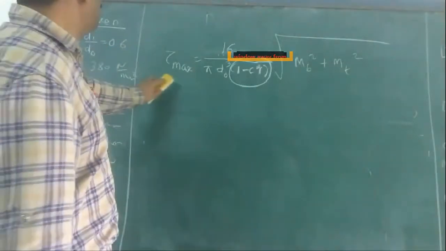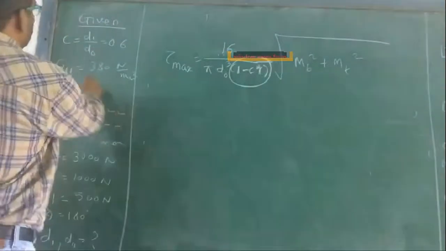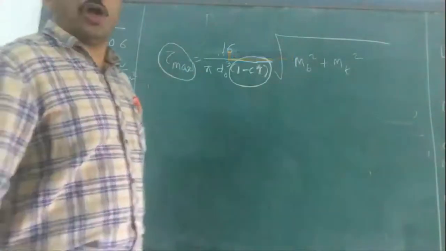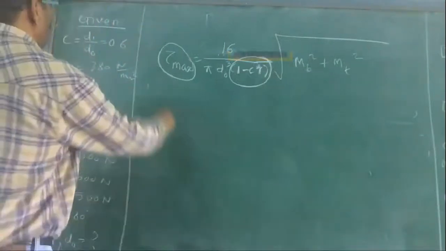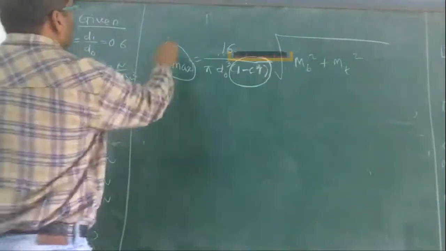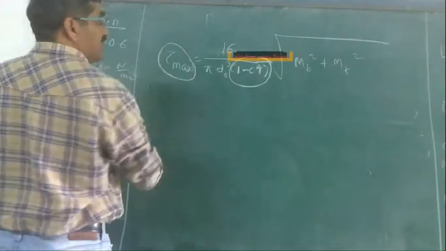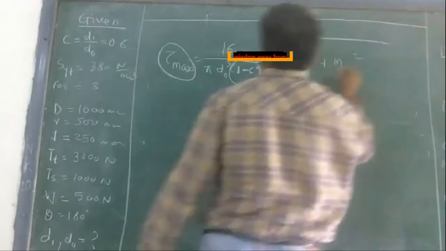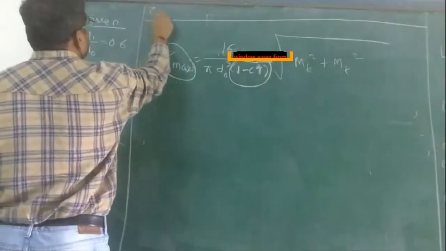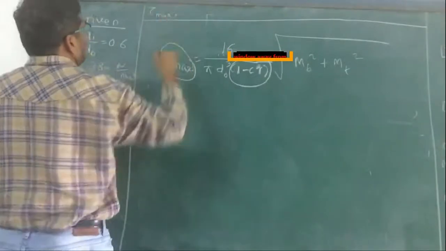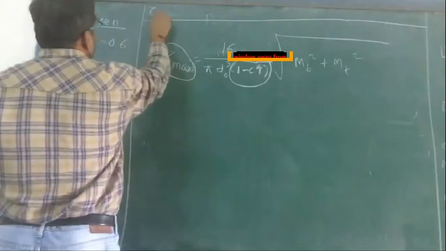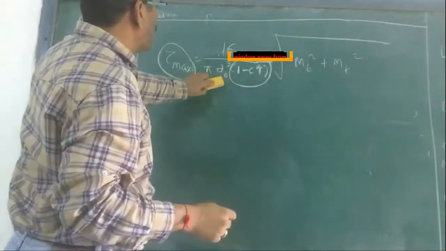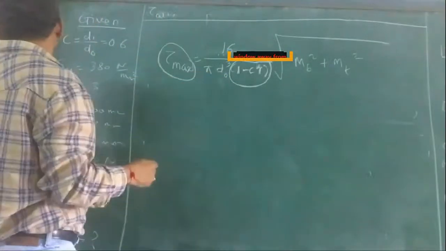Now let's see what we have. For this we need tau max, the allowable shear stress. We can calculate that. Let's write down what we need to know. First we need to know tau max, the allowable shear stress. Then we have to calculate this. This is what we have to find.